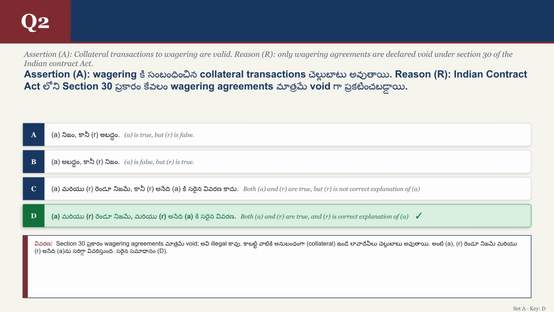Question 2 presents an assertion, A, that collateral transactions to wagering are valid, and a reason, R, that only wagering agreements are void under Section 30 of the Indian Contract Act. Both A and R are true, and R is the correct explanation of A, making D the right option.